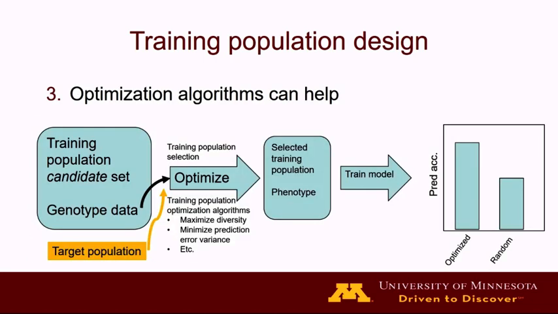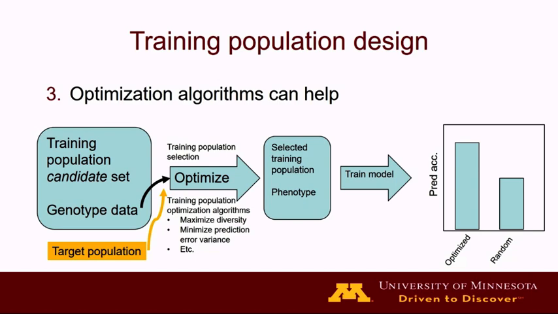Thirdly, optimization algorithms can help select a training population. It seems like these things are pretty promising. The idea behind these optimization algorithms is that you have a universe of available training individuals to select from. Maybe it's your entire germplasm collection, maybe it's a huge breeding population. You have information about your target population, you know what you want to select on, so you feed that in, and then you optimize the selection. There are a few different ways to optimize a selection. You can iteratively maximize your genetic diversity, and I think this one works really well, where you try to minimize the prediction error variance.